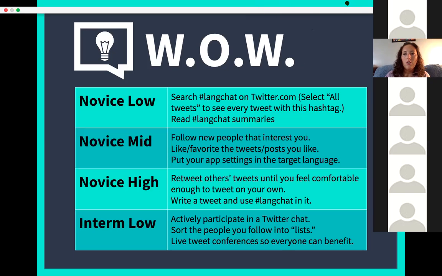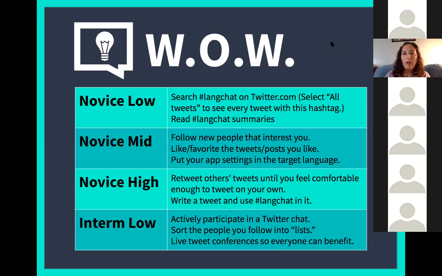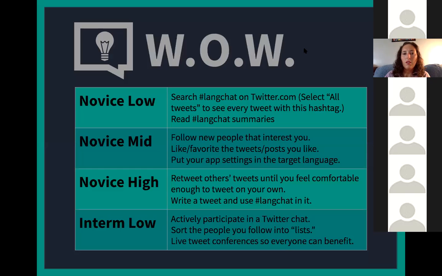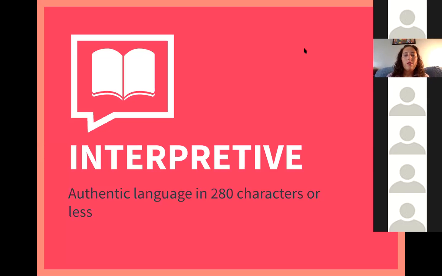All right, so the next section that we're going to talk about is how do we use Twitter and Instagram in the interpretive communication. And so this is authentic language that our students are trying to understand or interpret through reading mostly.